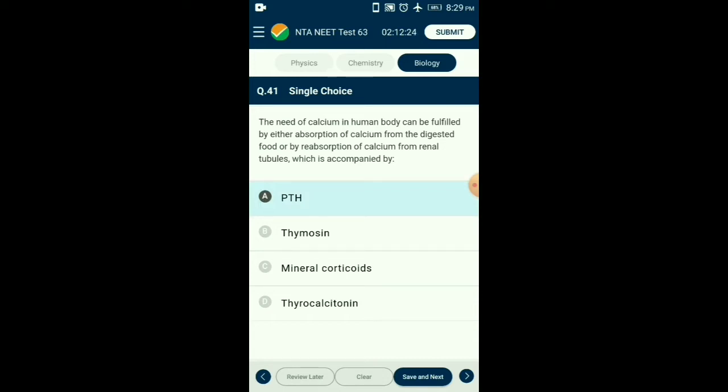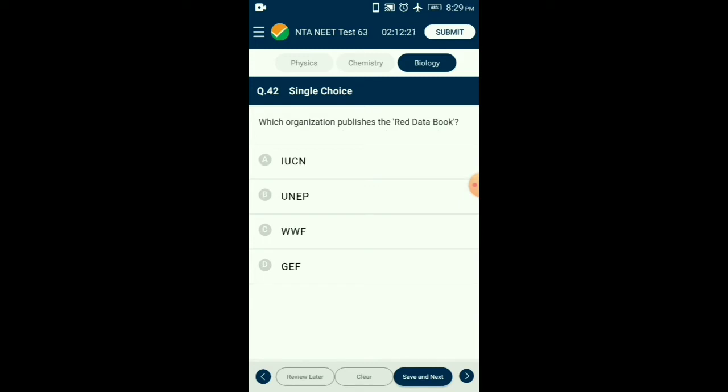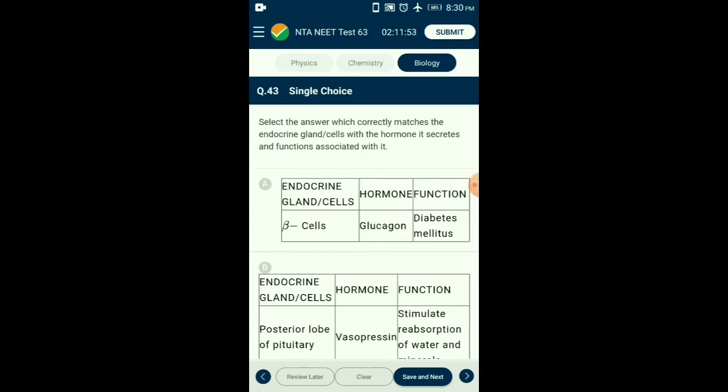Question number 42. Which organization publishes the Red Data Book? International Union of Conservation of Nature and Natural Resources, with its headquarters at Morges, Switzerland, publishes Red Data Book, which keeps the record of extinct and threatened species. So the answer is option A, IUCN.